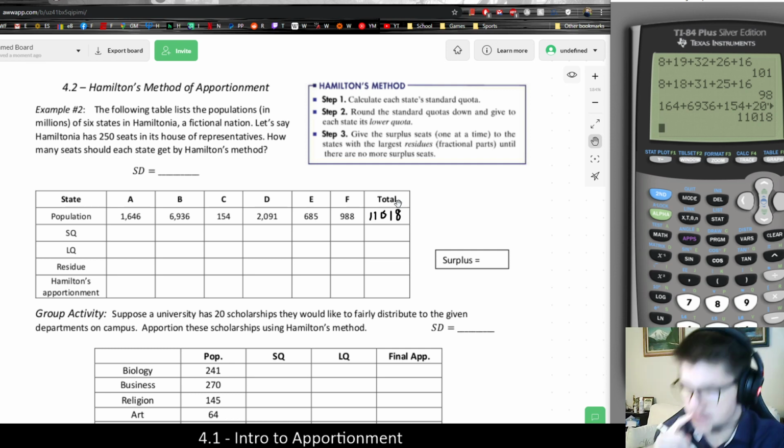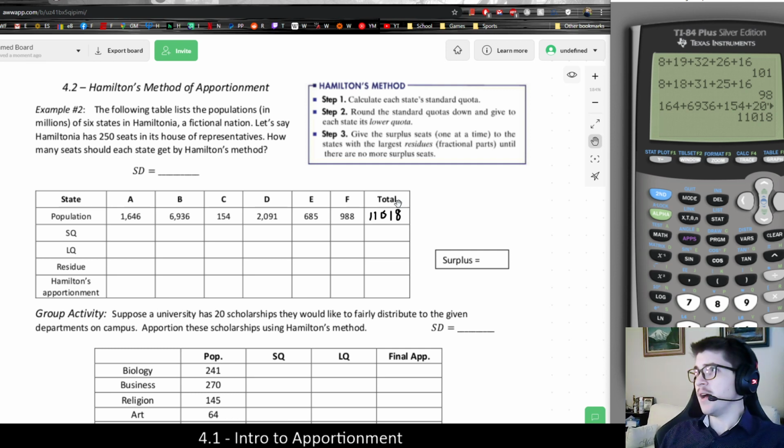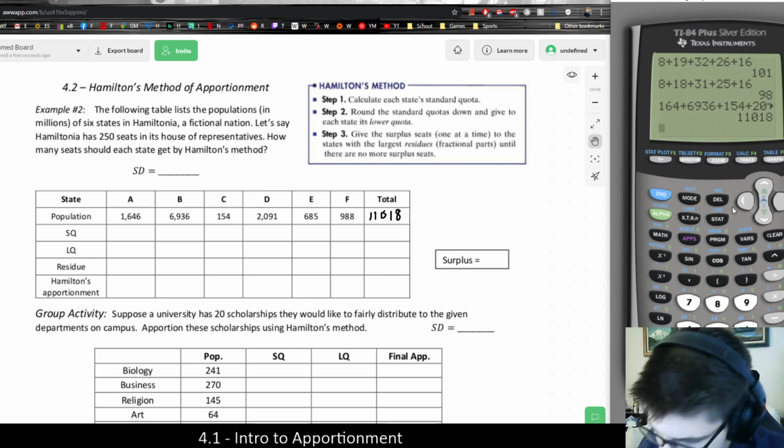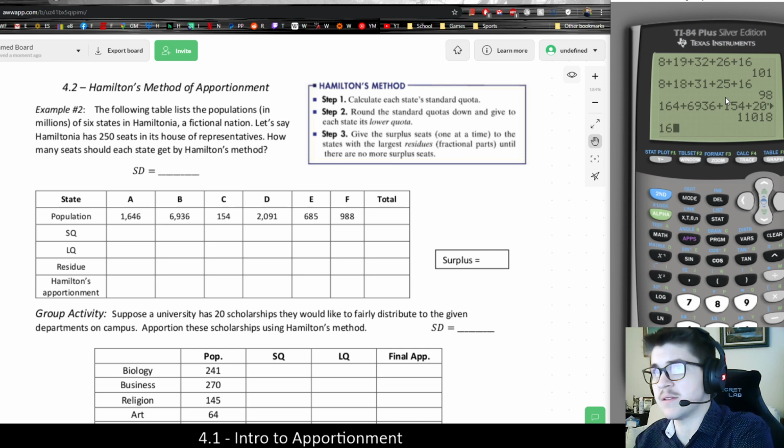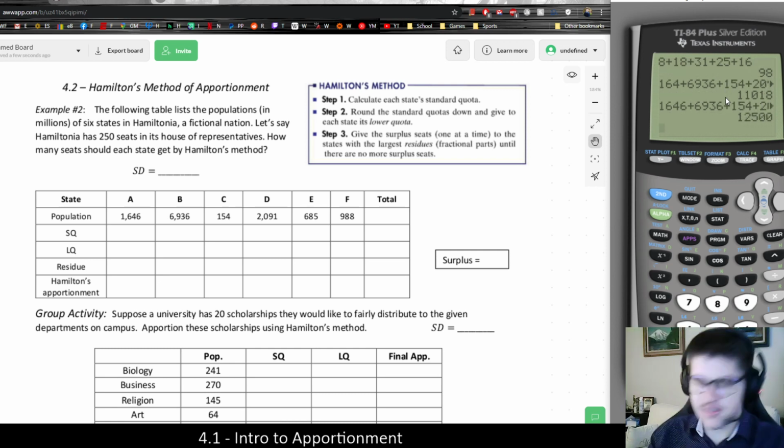But it's a fairly substantial amount. Let me just look at this and make sure I didn't mess it up. I did mess it up because I missed a 6 already. Okay, let me do that again. 1646. I think I typed too fast. Plus 2091. Trying to use the numpad here without looking at it. Okay, and so that number seems more right.